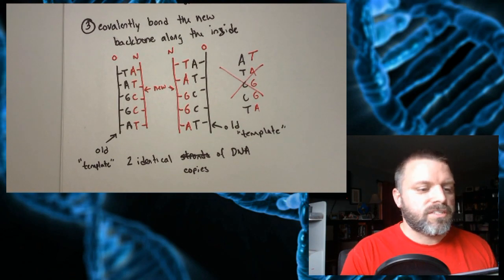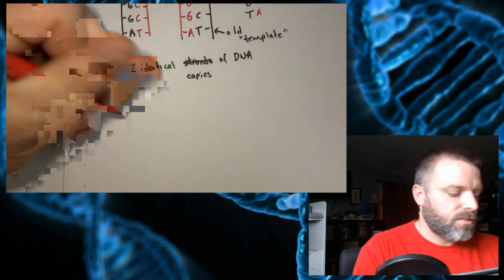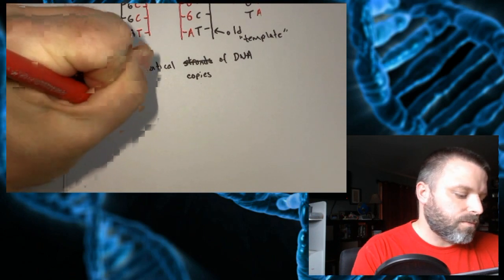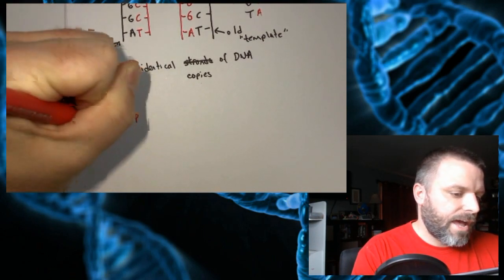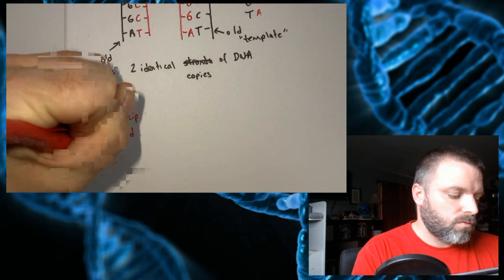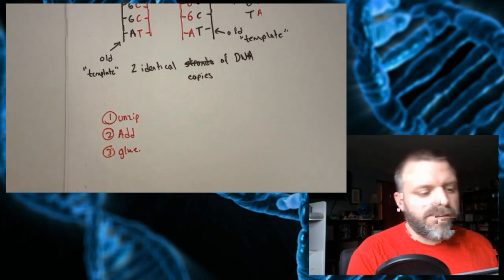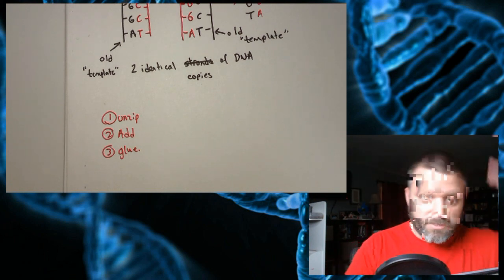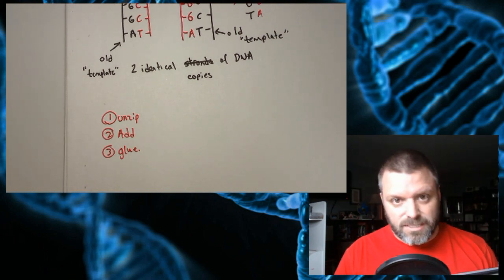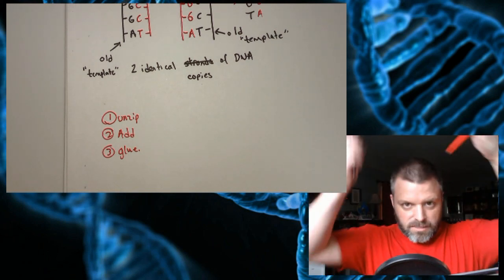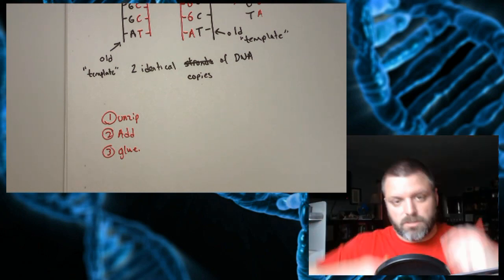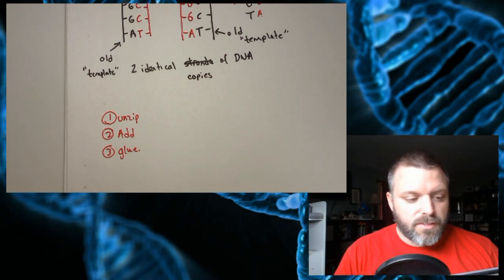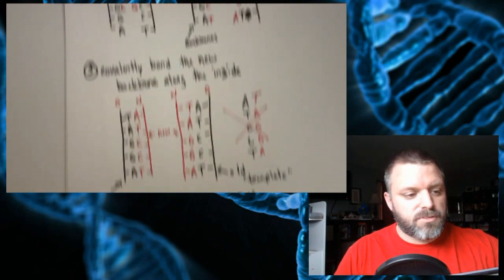So there's really 3 steps to this, and I always tell these 3 steps to follow: unzip, add, and then glue. And so whenever you're doing replication, you always unzip and unwind first. You add your complementary nucleotides, your complementary bases, along the inside, and then you glue the backbones together, those phosphates and sugars, you glue them back together. All right, that's it for now. Just 3 straightforward steps.